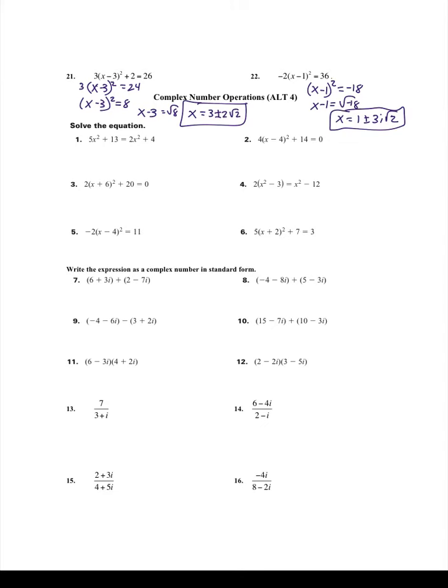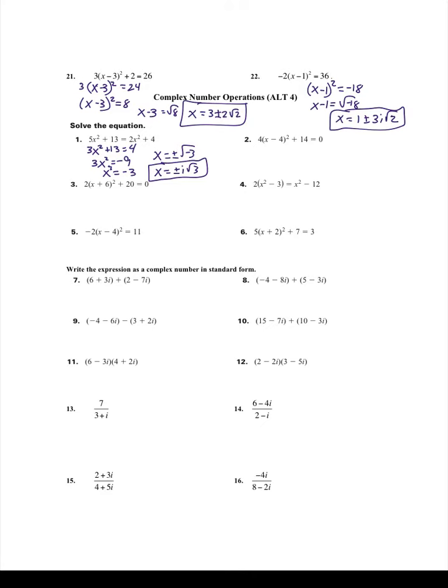We're going to continue to solve. So with this one, subtract 2x from both sides. Subtract 13 from both sides. We get 3x squared equals negative 9. Divide both sides by 3, and we get x squared equals negative 3. The square root gives us plus or minus i times the square root of 3.